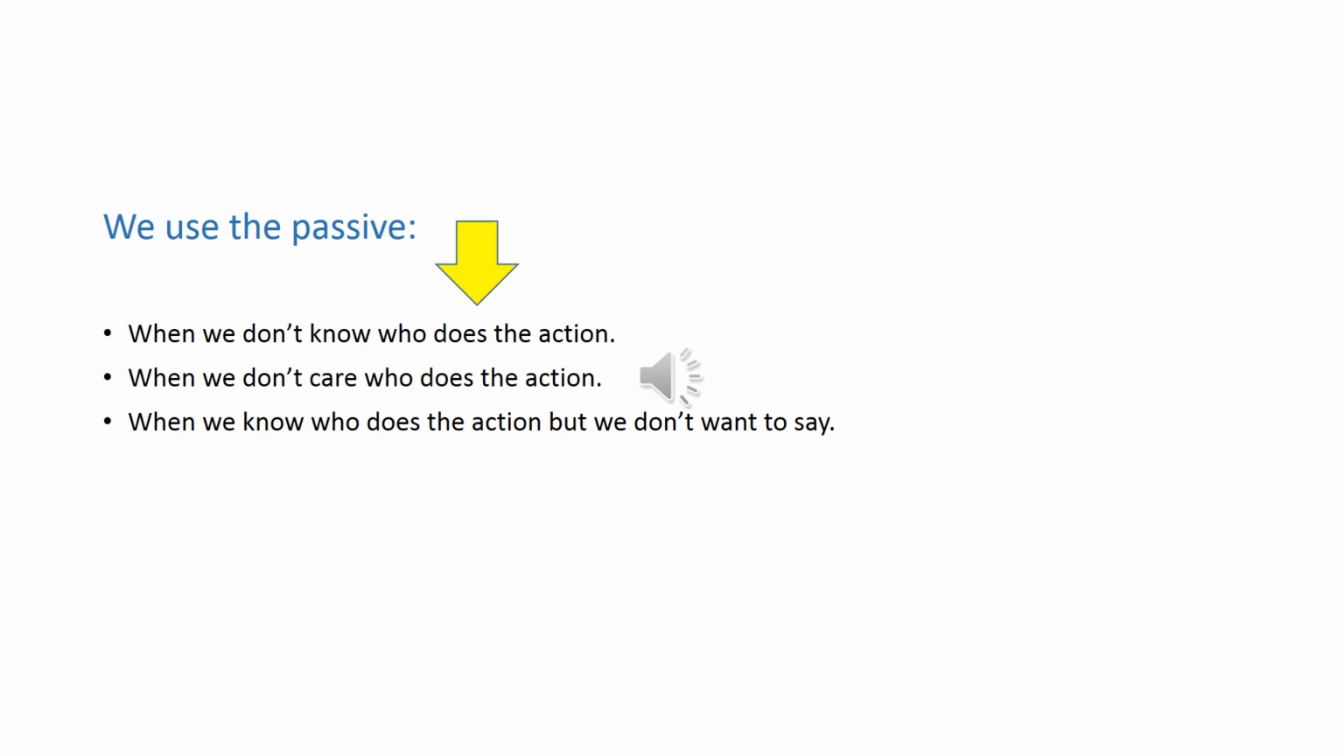The second one, when we don't care who does the action. احنا مش مهتمين مين اللي قام بالفعل. We don't care about the subject. مش مهتمين بالفاعل. The third one, when we know who does the action but we don't want to say. احنا بنعرف من قام بالفعل بس احنا ما بدنا نحكي. ليه؟ Because it is not important to mention who does the action. مش مهم انك تحكي مين قام بالفعل.